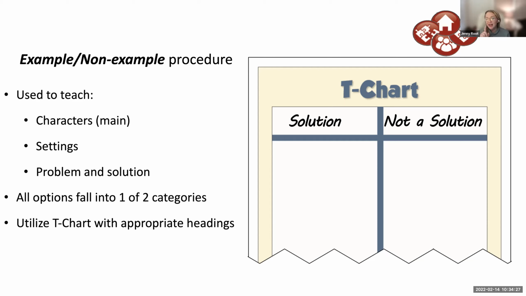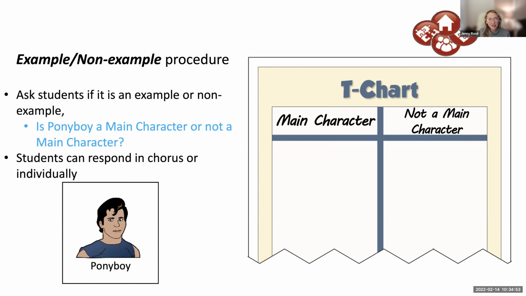So when we're teaching language concepts, when we're teaching vocabulary in this way, any kind of concept formation, this also can be applied to science and social studies and math and all kinds of things. We want to begin with just teaching concept versus not concept. And you want to utilize the T-chart, which looks like a T, with appropriate headings. And then you want to ask students, is this an example or not example?